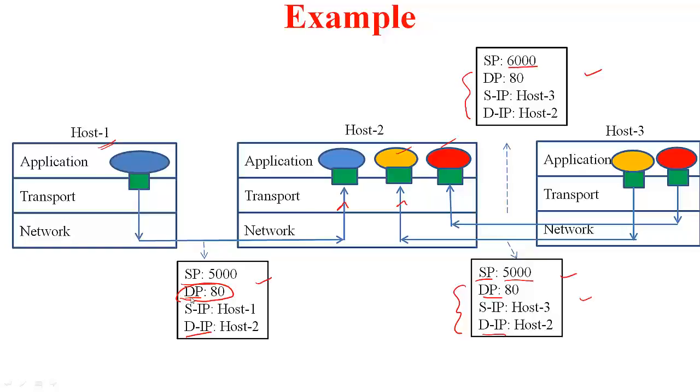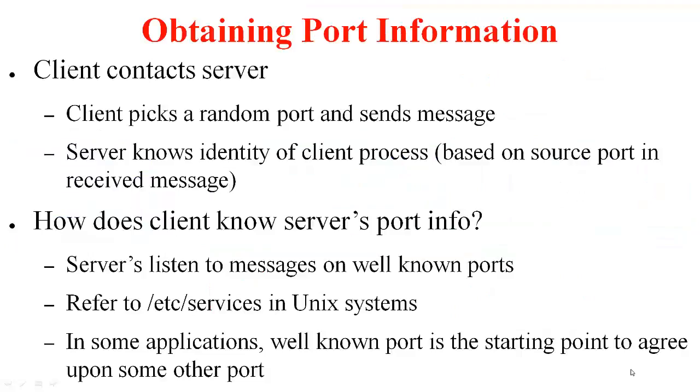Often when we talk about process-to-process communication, there is a client and the server. A client is someone who initiates a connection to a given server. So when this client is initiating a connection, it can pick any random port as the source port and send this particular message. And once the server receives this message, it now knows the identity of the client process through this source IP address as well as the source port information.